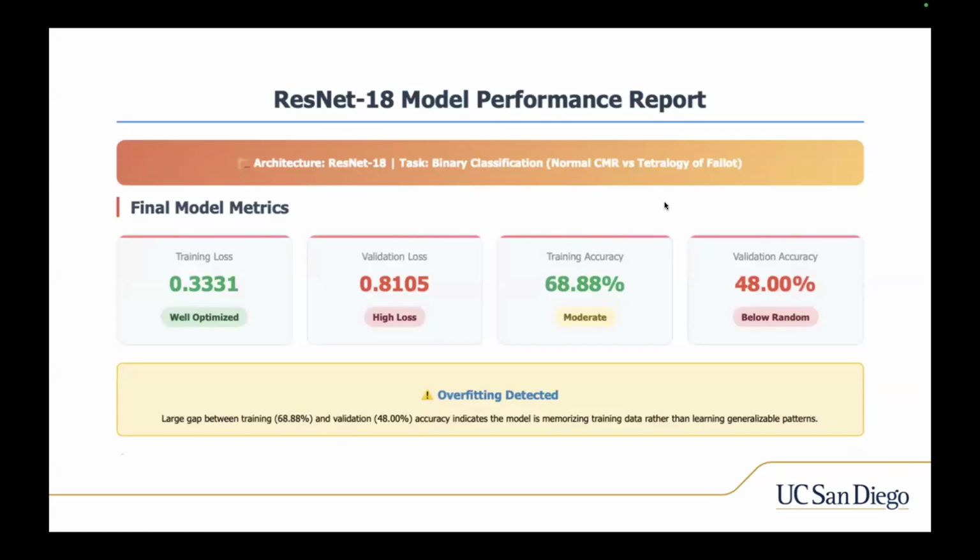So this is basically our final model. As you can see, it didn't do great. There was a training loss, and if you just quickly go to the next slide.